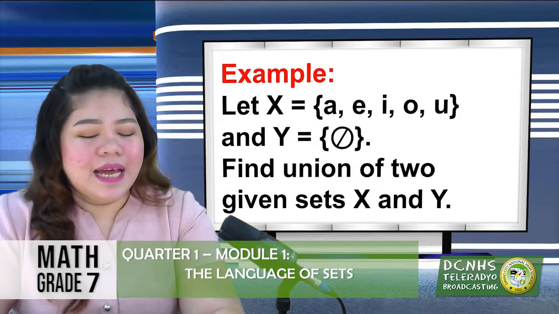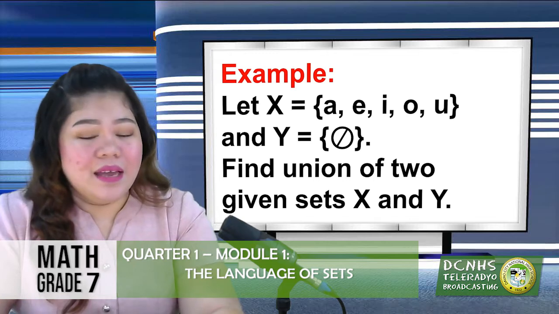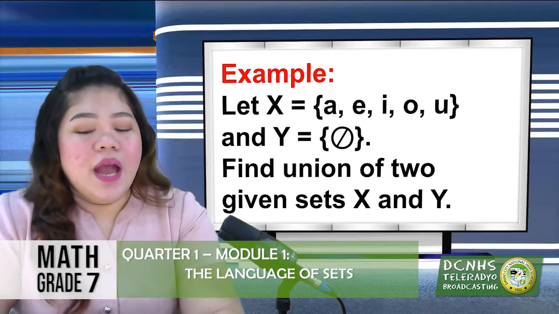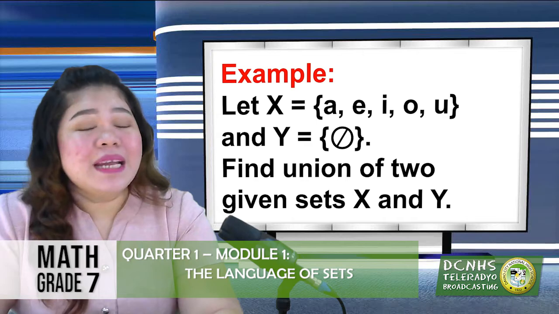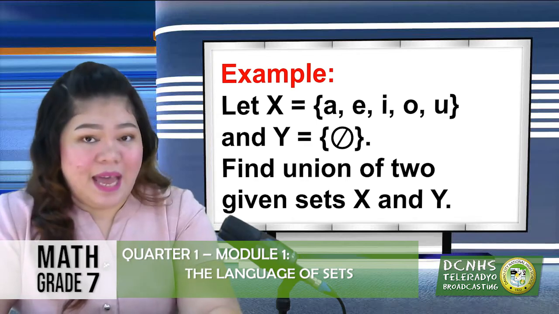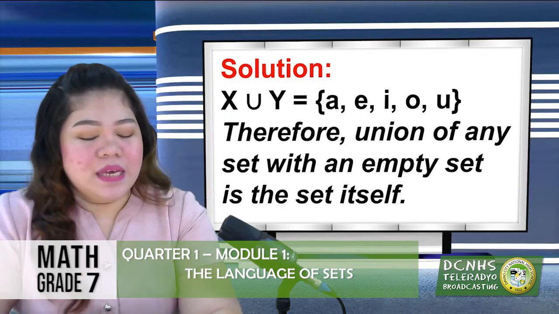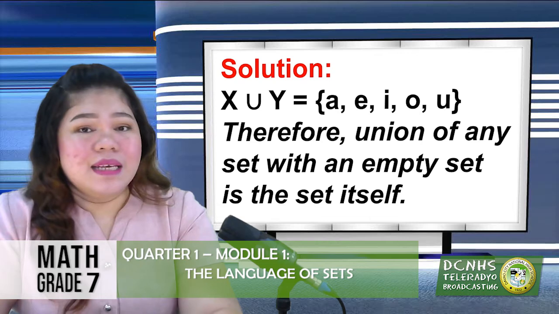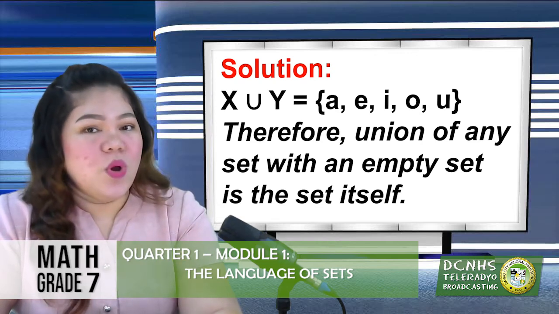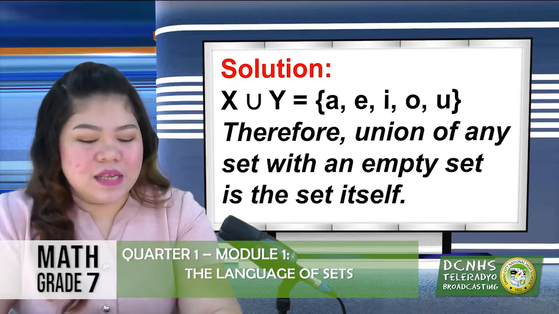Example, let X be the set of A, E, I, O, U, and Y be an empty set. Find union of two given sets X and Y. Solution. X union Y is equal to the set of A, E, I, O, U. Therefore, union of any set with an empty set is the set itself.